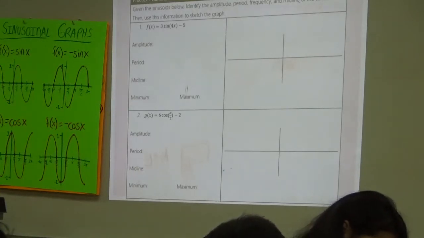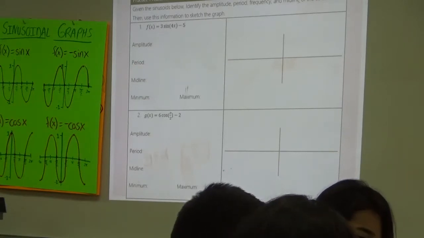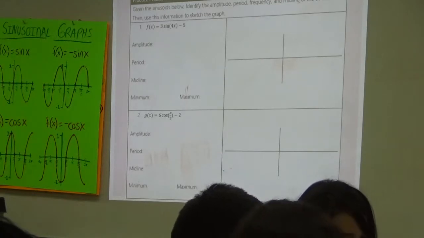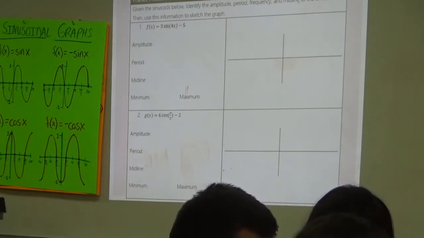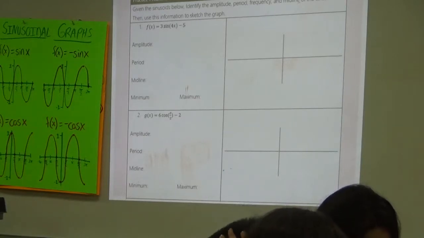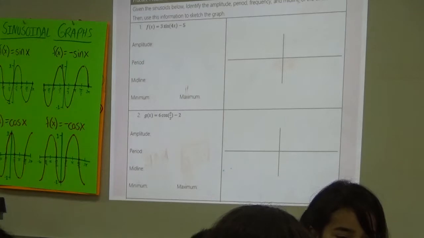So, cosine, let's repeat from yesterday. Is cosine straight in the middle? Or did it start at the max? So you're going to start up at 4. You're going to go down past the midline to the minimum, back up past the midline, back up to the max. That's the pattern for cosine.